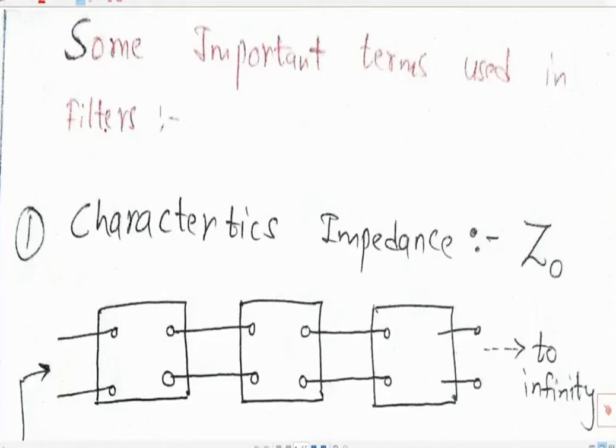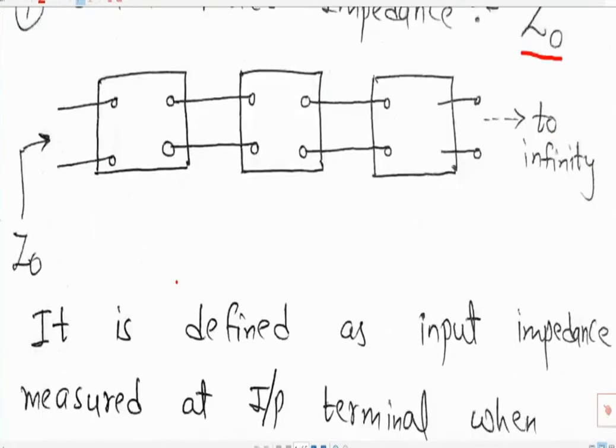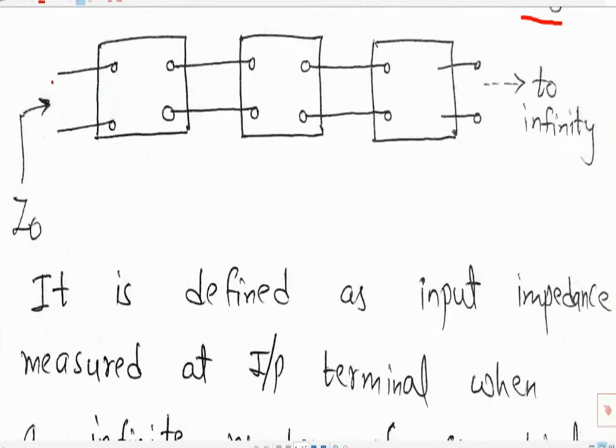So now we will see some important terms used in filters. Number one is the characteristic impedance. It is denoted by capital Z naught. Consider that we have an infinite number of symmetrical networks connected in cascade. Characteristic impedance is defined as the input impedance. From the input side, we will try to measure the impedance.